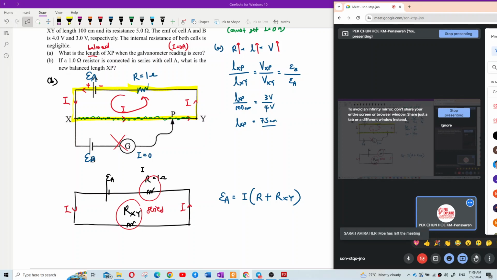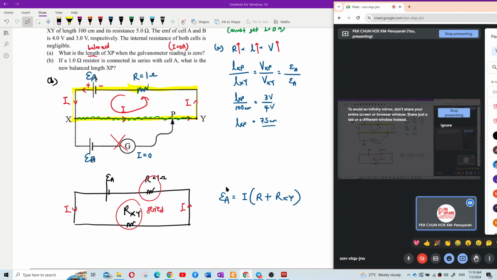So this resistor at the top and the resistor at the bottom are actually the same. The 1 ohm resistor and resistor XY are actually in series. This XY is a resistor, I can put it as RXY. So I can put this EMF formula: E equals current multiplied by R plus RXY, because these two resistors are in series.